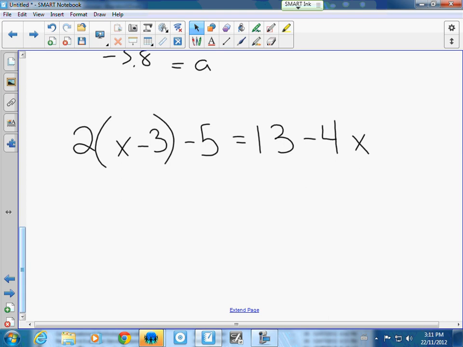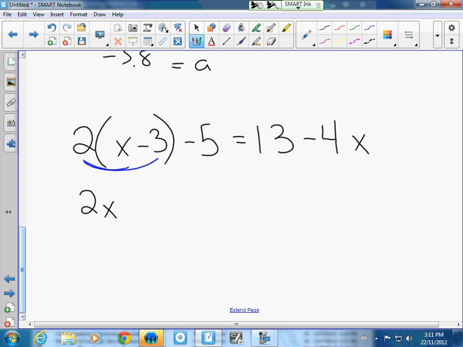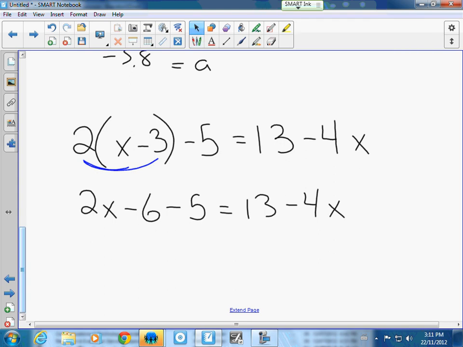Okay, so get rid of the brackets first, please. Get rid of the brackets. Let's just double check that you got that line correct. Because I don't want you to go forward if you're getting that wrong. Okay, so what's 2 times x? 2x. 2 times negative 3? Negative 6. Minus 5 equals 13 minus 4x. Okay. Right there, just minus 5.